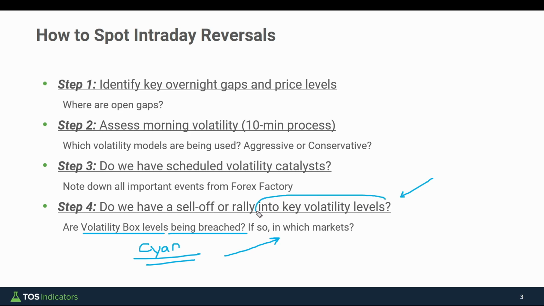So wait for that, be patient and wait for price action to come to us as opposed to chasing price action for some of these intraday reversals.